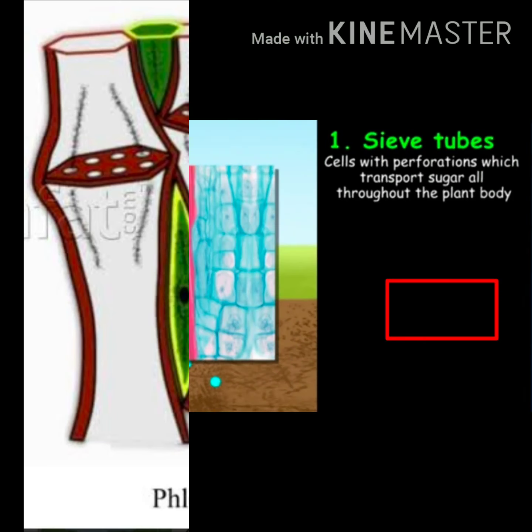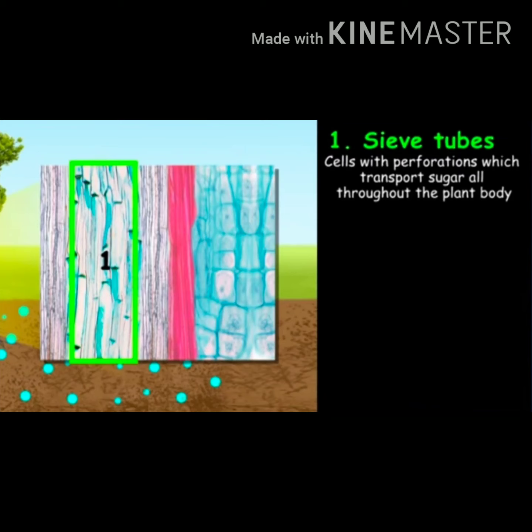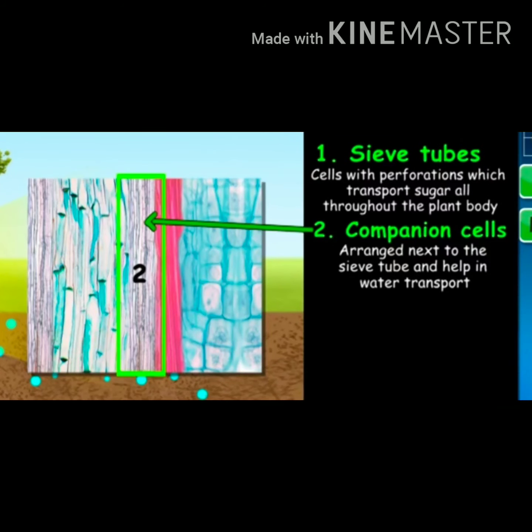Now just like xylem, phloem also has its different parts. The first one is sieve tubes. These are the cells with perforations which transport sugar all throughout the plant body. The second one is companion cells. These are arranged next to the sieve tubes and help in transport. This is a companion of sieve tube. That is why, as the name suggests, it's a companion cell.